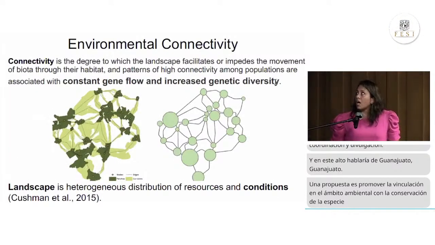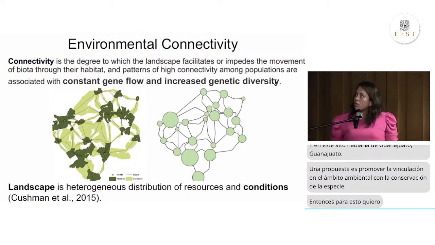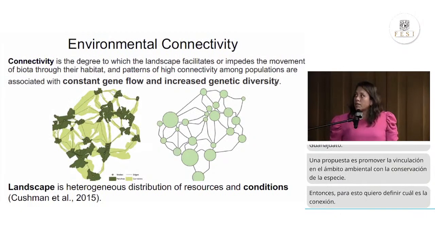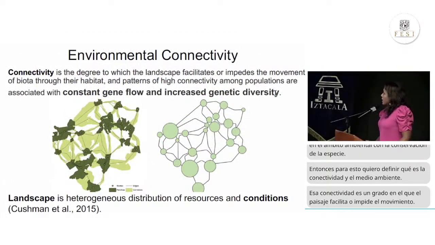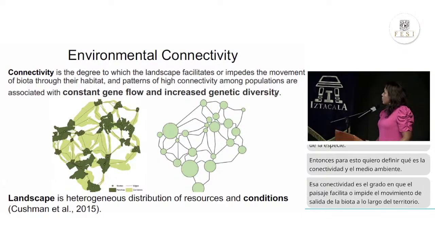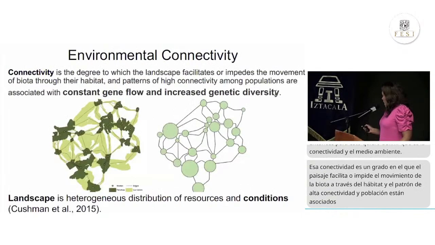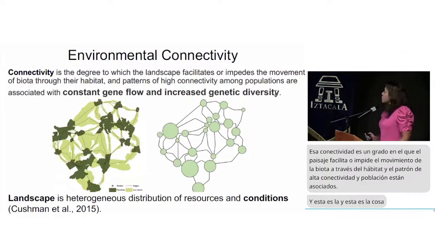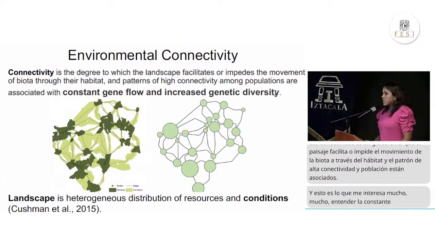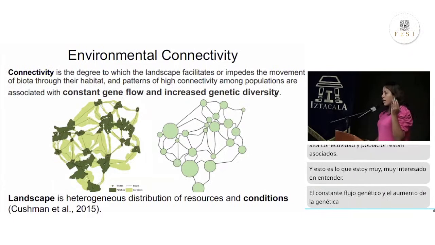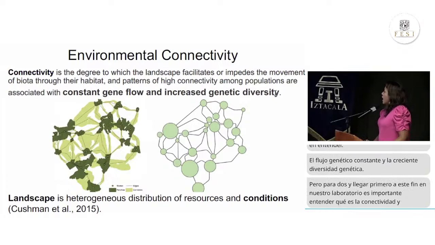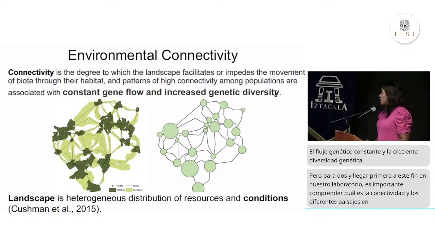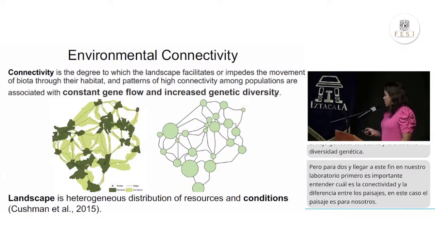So for this, I want to define what connectivity is. Environmental connectivity is the degree to which the landscape facilitates or impedes the movement of biota throughout their habitat, and patterns of high connectivity among populations are associated with constant gene flow and increased genetic diversity, which is what I am very interested in understanding. But to reach this aim in our lab, first it's important to understand what connectivity is in different landscapes. In this case, landscape for us is the heterogeneous distribution of resources and conditions.